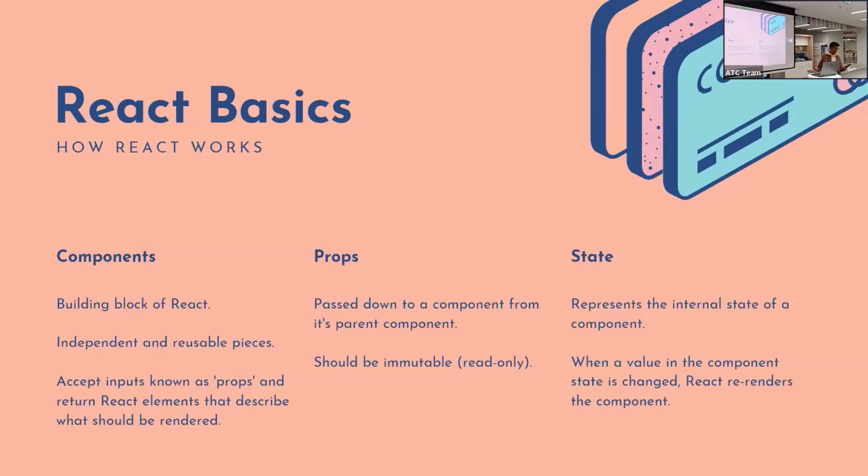Props get passed to the component similar to function parameters, whereas state is managed within a component, similar to variables declared within a function. It represents the internal state of a component. The state is editable, and when a value in the state changes, React re-renders the component. This is something React is known for and does really well.